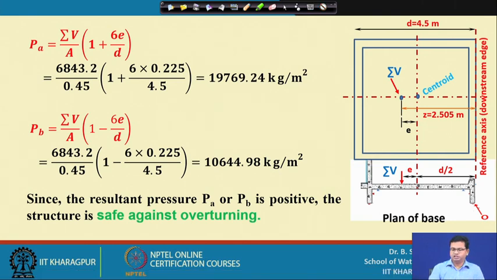In this lecture we have estimated how to compute uplift pressure and what is the condition of overturning. For overturning, we consider the turning moments and the restoring moments. By equating those, we can estimate our eccentricity, and based on that we can estimate whether our pressures are positive or negative. If the pressures are positive, then you can tell that the structure is safe against overturning.